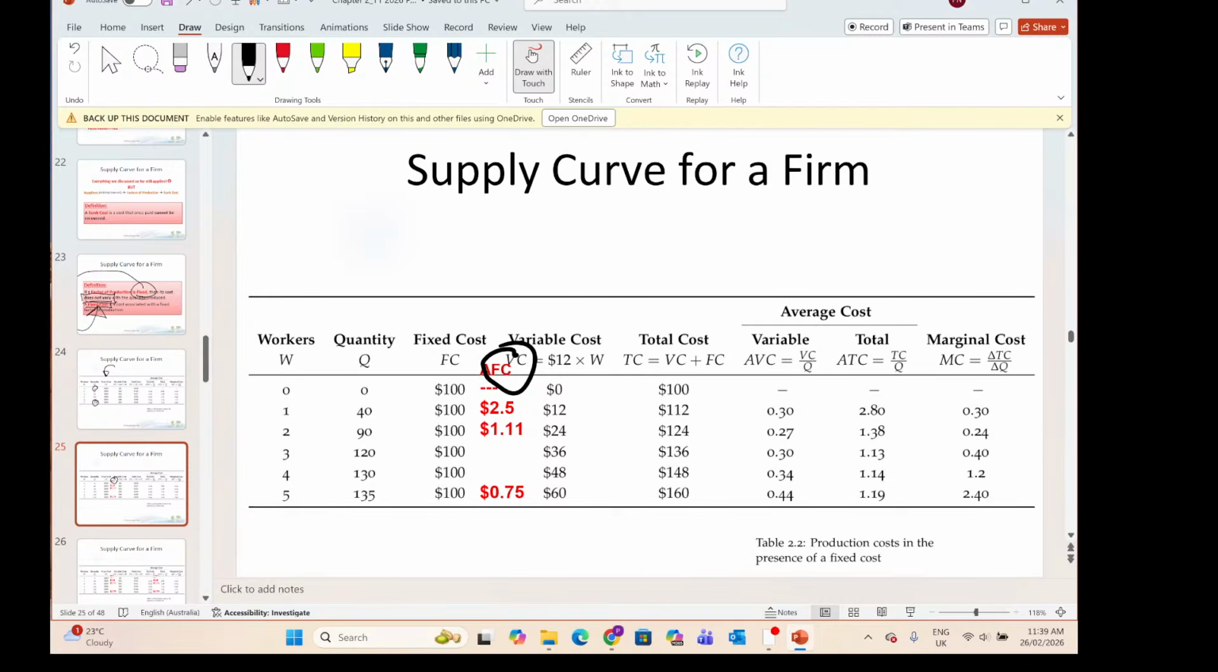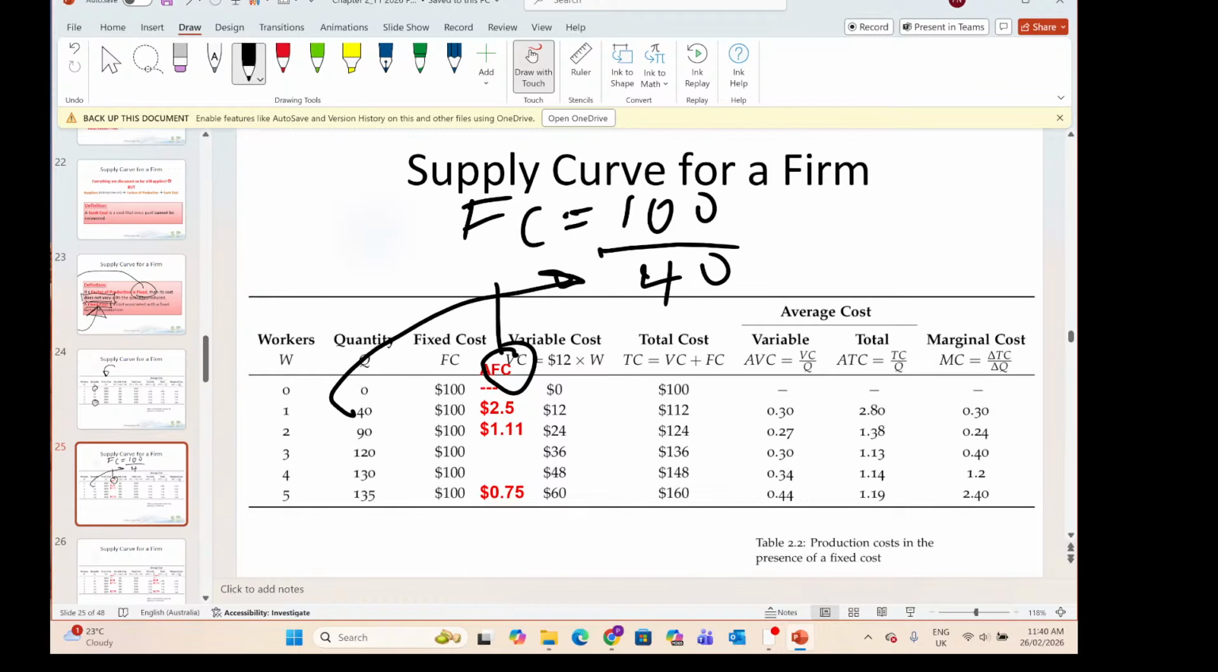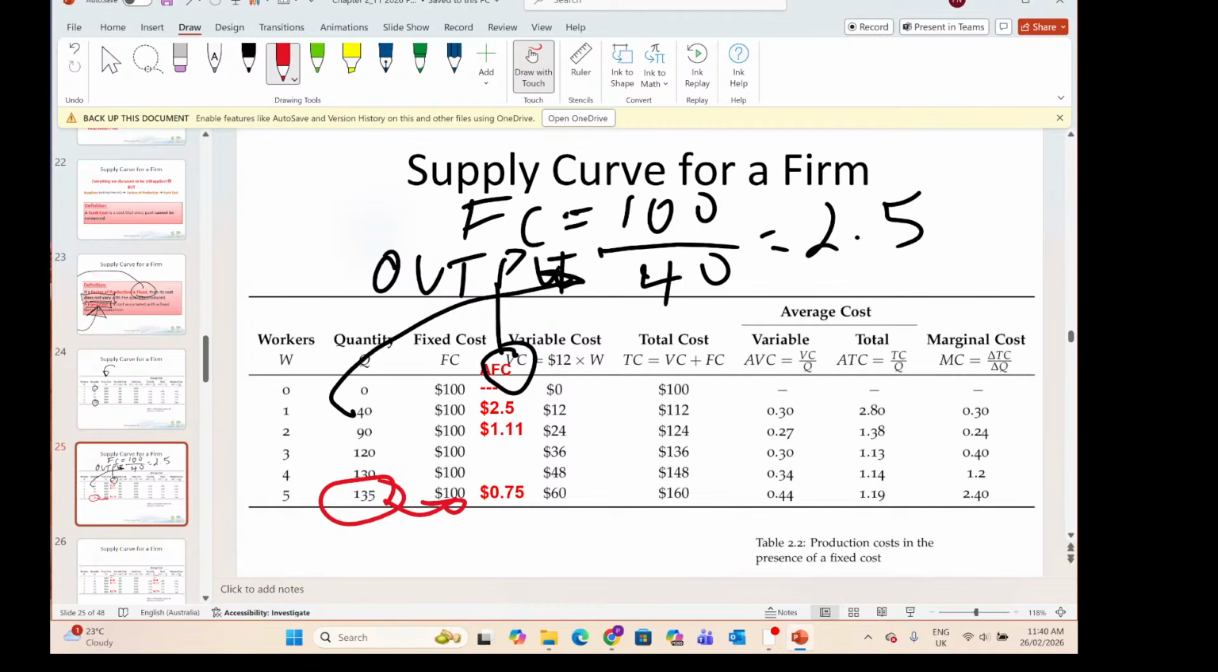So the way that we get our average fixed cost is to say, what is the fixed cost? The fixed cost equals $100. And then we look at the output. Let's imagine that the output is 40. Imagine that we look at the output here, or our production, our quantity, if you want to use a different word, and this will become 2.5. But then when we move down the column and we get down to 135 goods, we see that the fixed cost is exactly the same. So to work out the average fixed cost at the bottom of the column, of course, it's $100 on 135 goods, which I think comes out to approximately 75 cents.